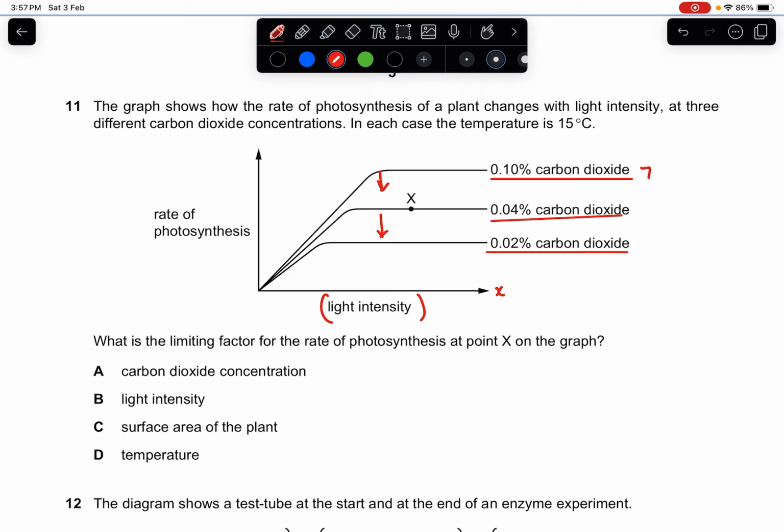And you can see that it changes. So for X, they are pointing on the stationary point, the stationary graph, meaning this change is due to the carbon dioxide concentration.